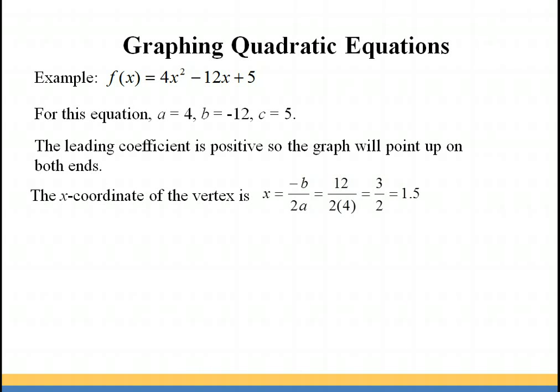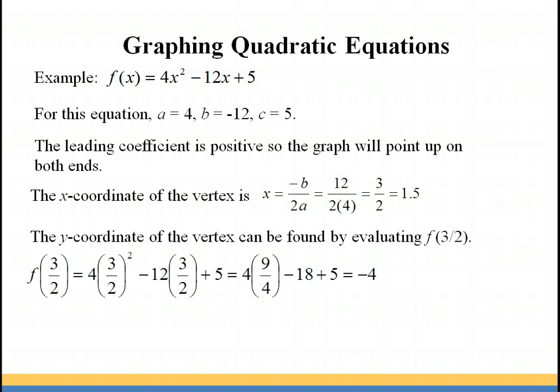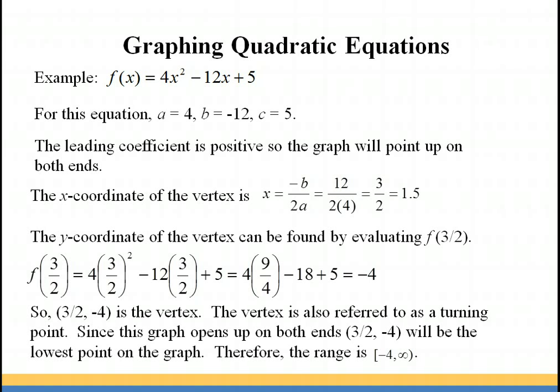We can find the x-coordinate of the vertex by plugging into x equals negative b over 2a. So the negative of negative 12 is 12, and 2 times 4 gives us 8. 12 over 8 in lowest terms is 3/2, or in decimal notation 1.5. We might also need to be able to find the y-coordinate of the vertex. So we're going to plug the 1.5 or 3/2 into the function and find our y value. Evaluating 3/2 in the function, we get out negative 4. So that means (3/2, -4) is our vertex.